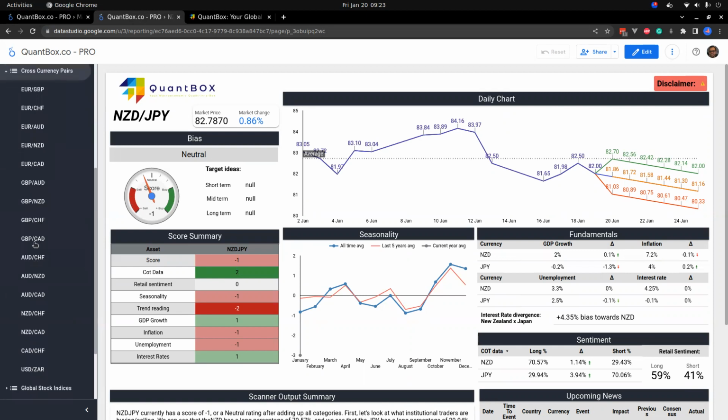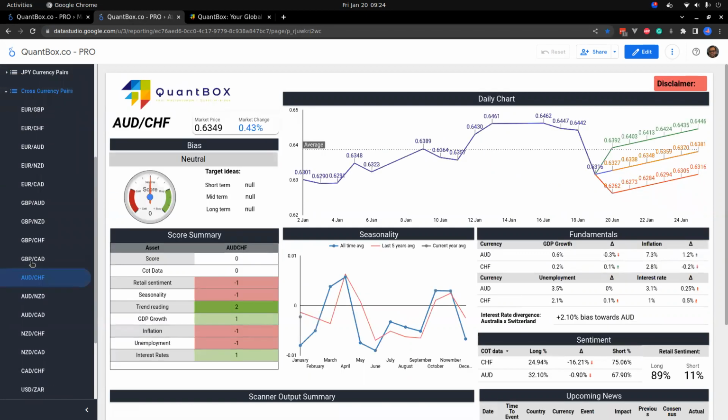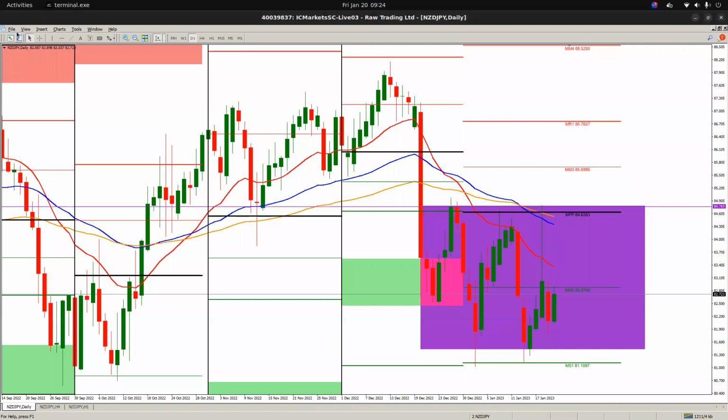So Aussie Swissy over here. Let's have a look and see. My goodness, that thing again, when you can see it and I can't. You're like, it's right over there, coach. Neutral. Okay, let's take a look. Aussie Swissy.